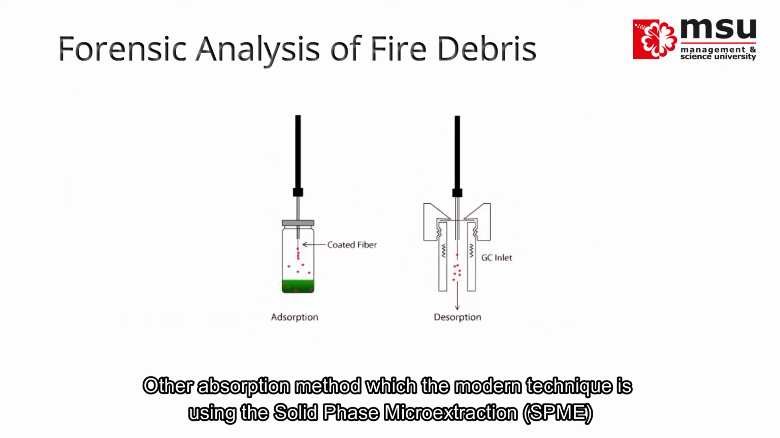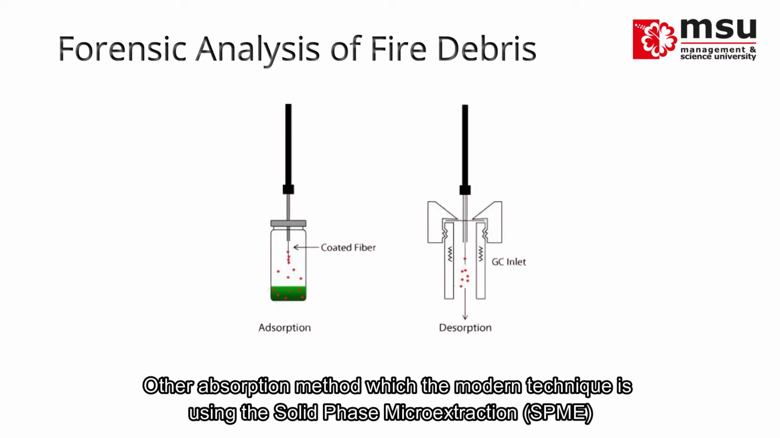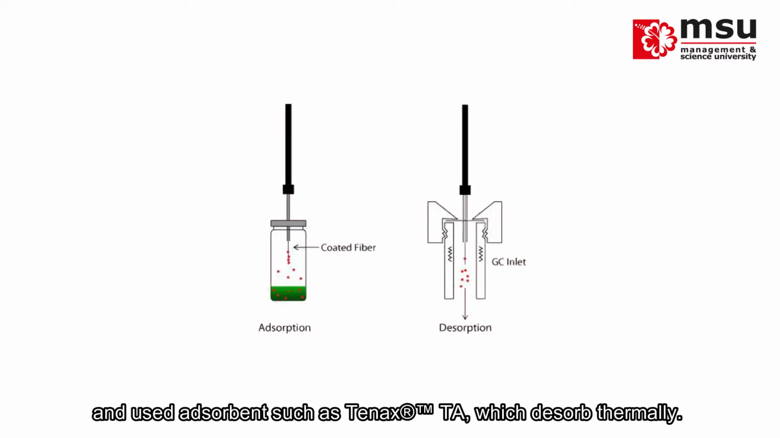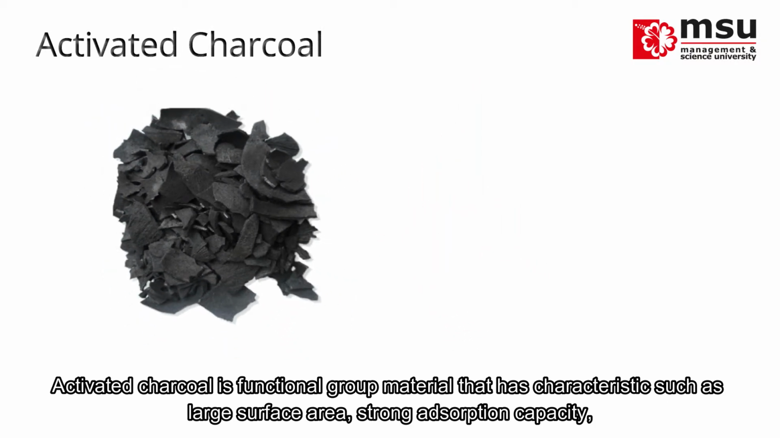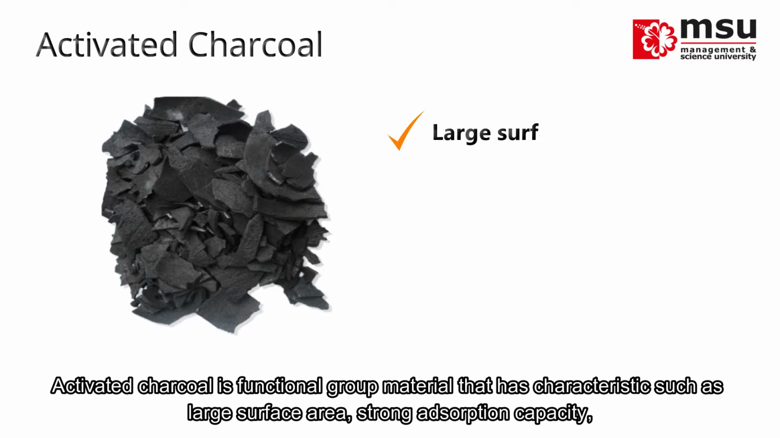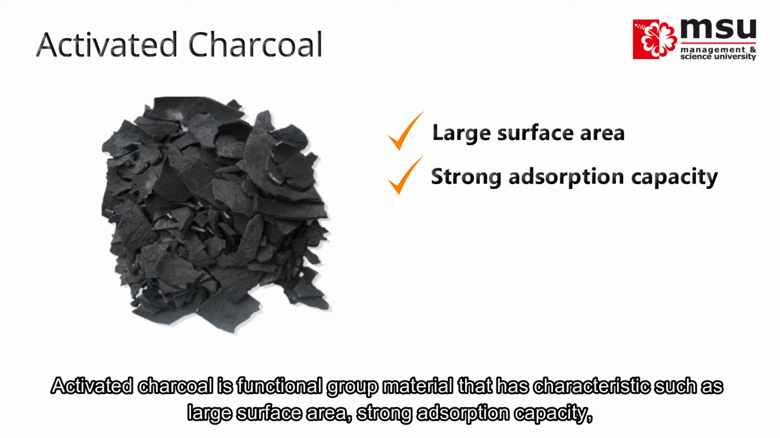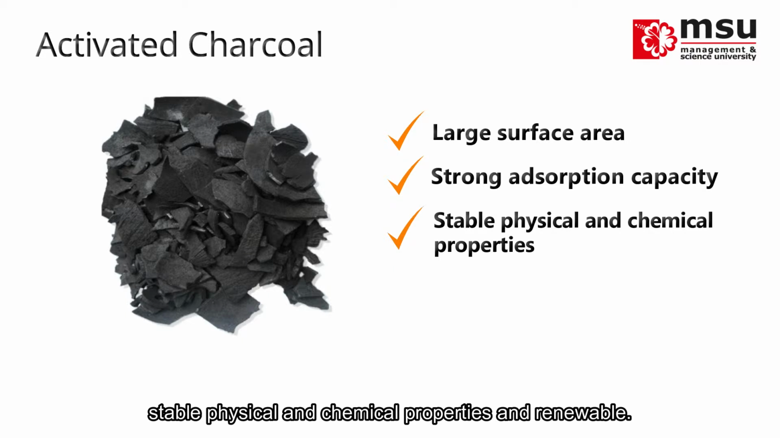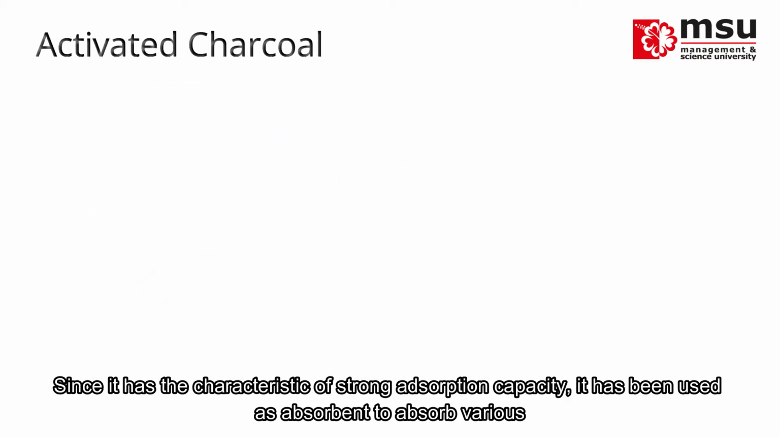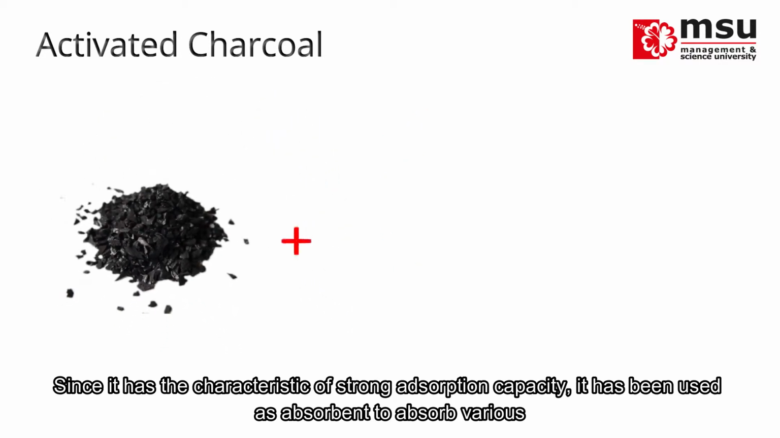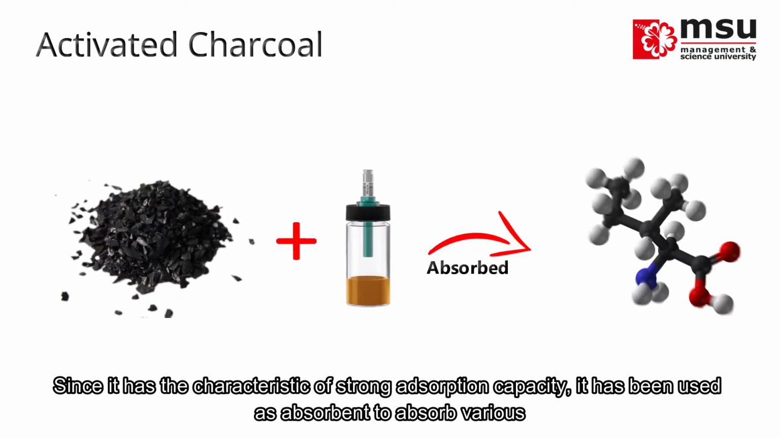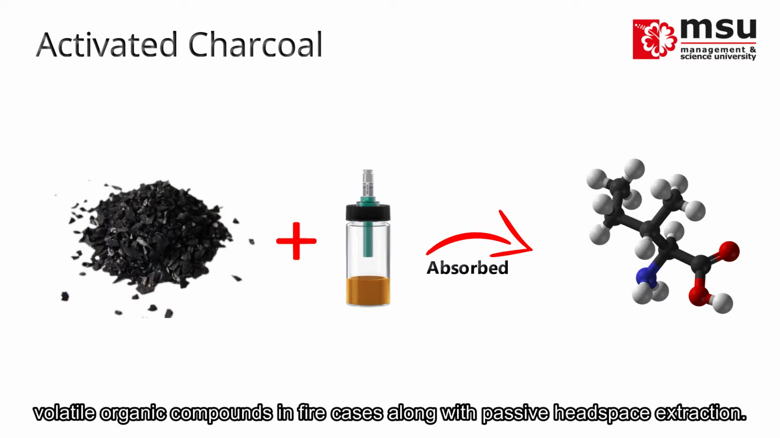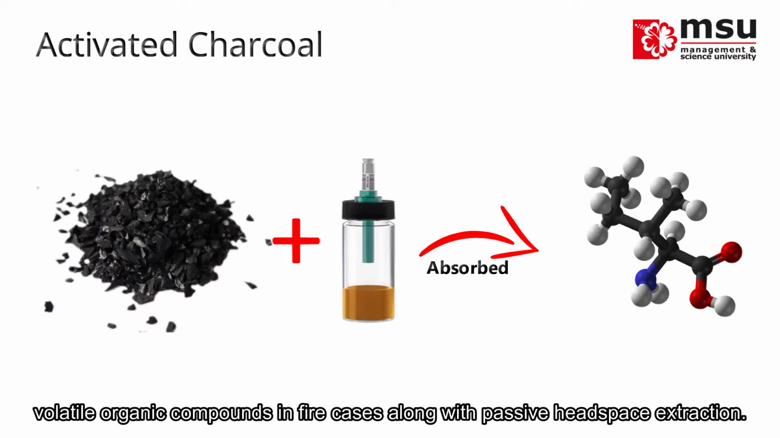Another adsorption method, which is the modern technique, uses solid phase microextraction with adsorbents such as TenaxTA, which is desorbed thermally. Activated charcoal is a functional group material with characteristics such as large surface area, strong adsorption capacity, stable physical and chemical properties, and it is also renewable. Since it has strong adsorption capacity, it has been used as an adsorbent to absorb various volatile organic compounds in fire cases along with passive headspace extraction.